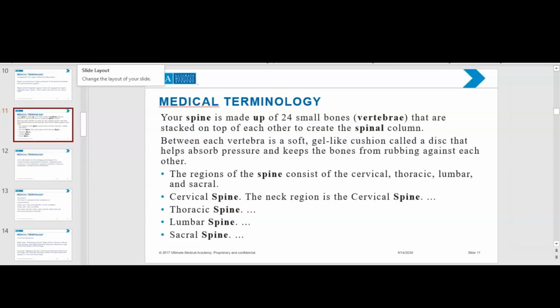Okay, let's talk a little bit about the spine. Your spine is made up of 24 small bones, vertebrae, that are stacked on top of each other to create a spinal column. Between each vertebra is a soft gel-like cushion called a disc that helps absorb pressure and keeps the bones from rubbing against each other. The regions of the spine consist of cervical, thoracic, lumbar, and sacral. The cervical spine is the neck region. Then you have the thoracic, the lumbar, and the sacral areas.